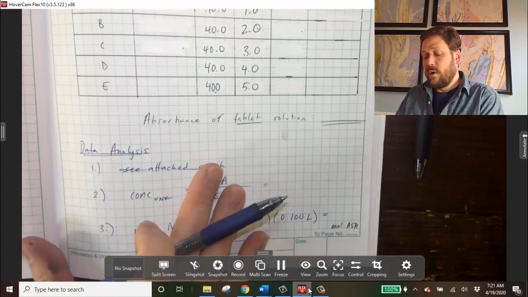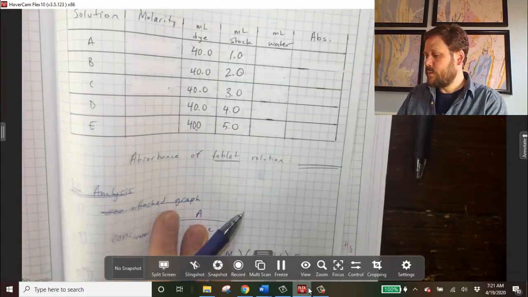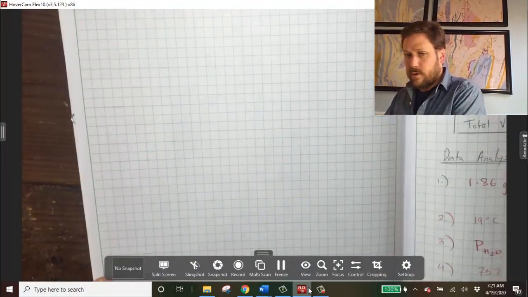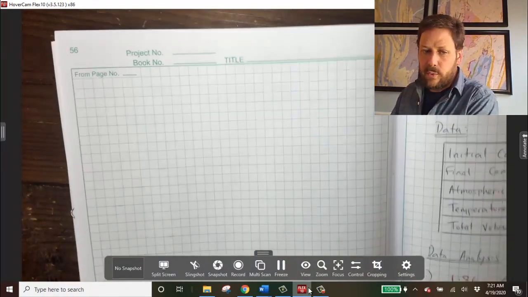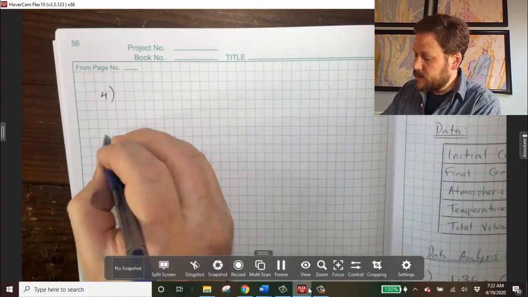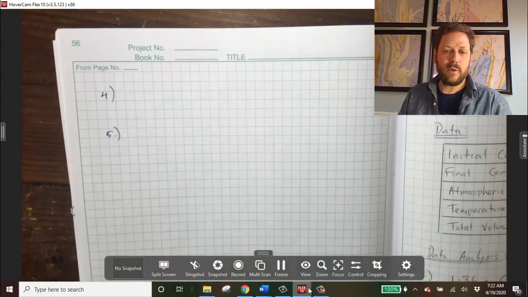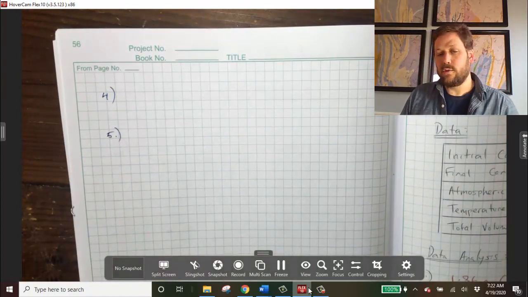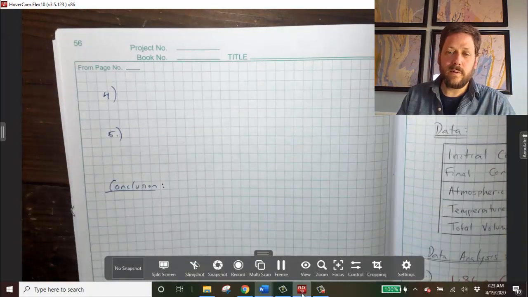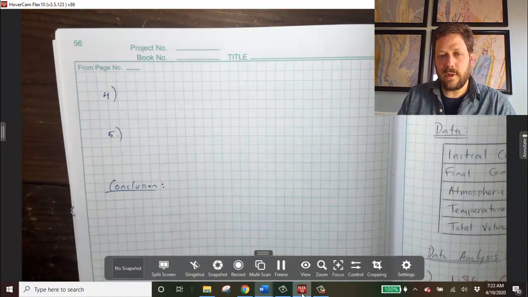Next, if you look at question 4, remember that that was only 1/40th of the tablet. And so in question 4, we want to multiply that number by 40, and then in question 5, we can multiply by molar mass to get the actual grams of aspirin in the tablet. Then we're going to write a good old-fashioned conclusion: claim, evidence, reasoning, and error analysis.